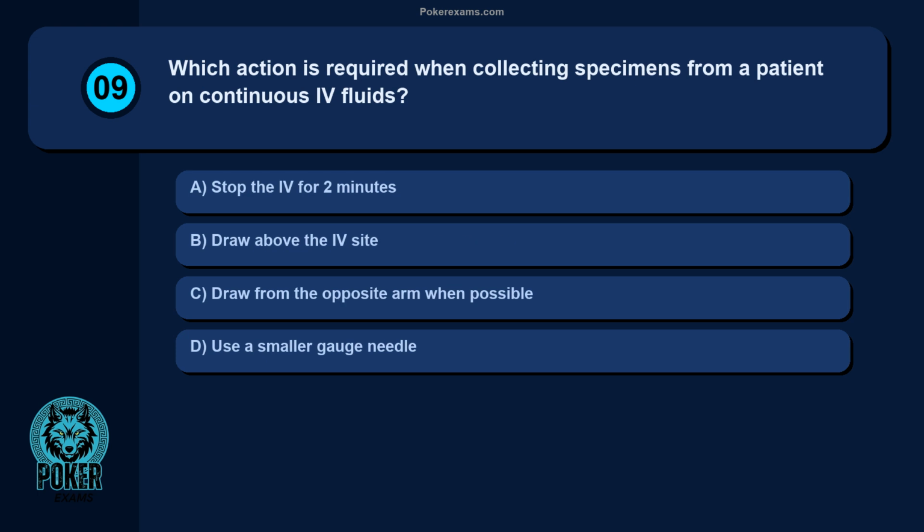Question 9. Which action is required when collecting specimens from a patient on continuous IV fluids? Stop the IV for 2 minutes. Draw above the IV site. Draw from the opposite arm when possible. Use a smaller gauge needle.